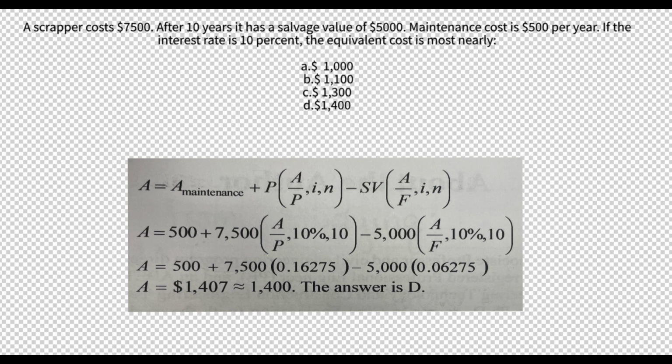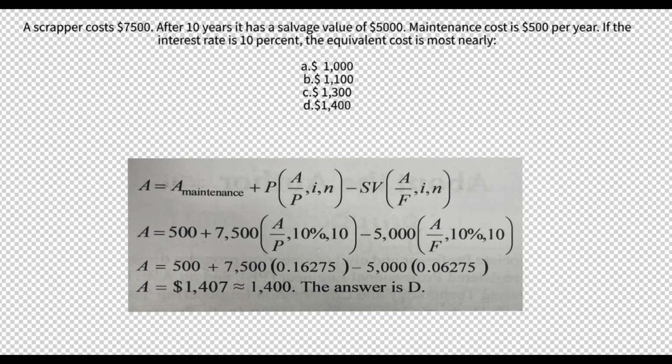So, the equivalent annual cost, EAC, of the scraper, when taking into account the initial cost, salvage value, annual maintenance costs, and the interest rate of 10%, is approximately $2,500. This means that, in order to make a fair comparison of the costs associated with owning and maintaining this scraper over a 10-year period, one can think of it as an annual cost of $2,500. This equivalent annual cost allows us to consider the financial impact of the scraper on an annual basis, making it easier to compare with other investment options or equipment.